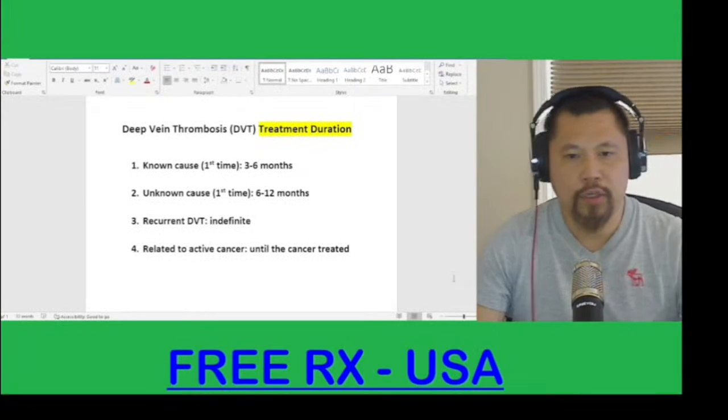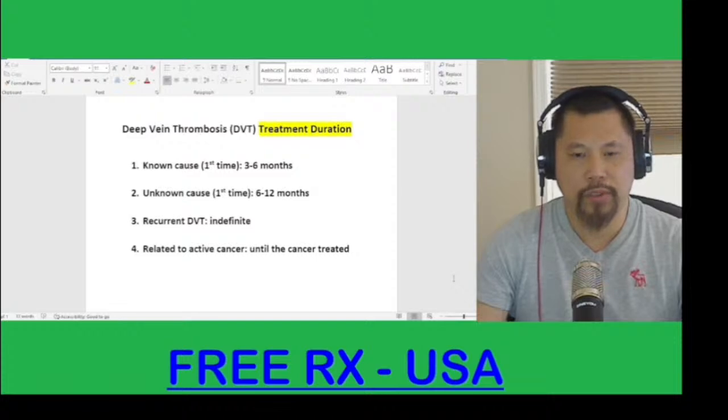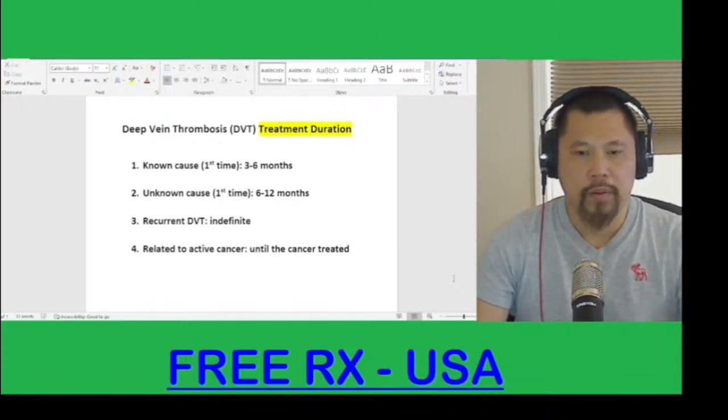Deep vein thrombosis, or DVT. What is deep vein thrombosis? Deep vein thrombosis is a blood clot in your leg. So, how long do you have to be on a blood thinner medication if you have a deep vein thrombosis, or blood clot in your leg?